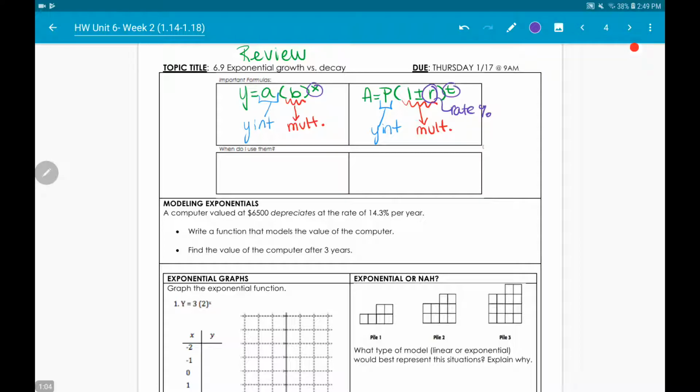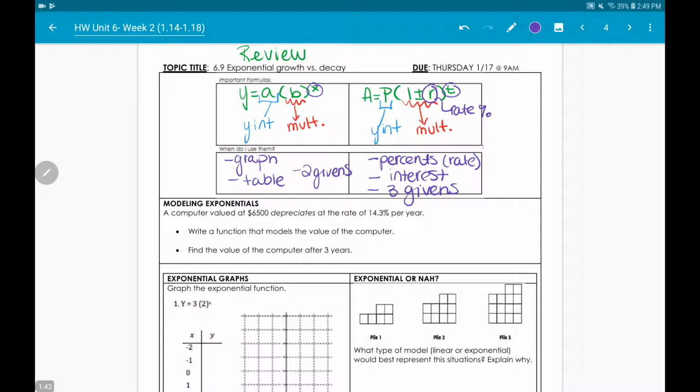And lastly, our exponents. So when do I use them? I use the one on the left when I see a graph or a table, or I'm just given two givens. I use the one on the right when I see percentages or problems with money or interest. Or I'm given three givens.